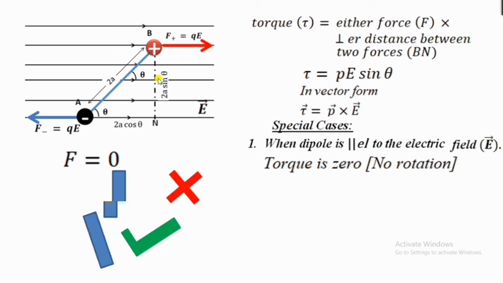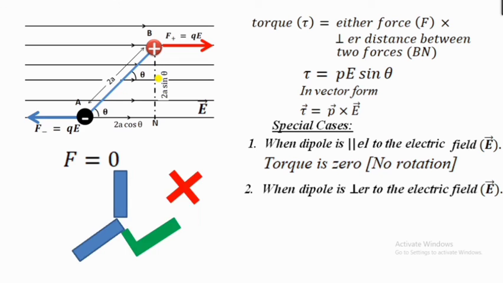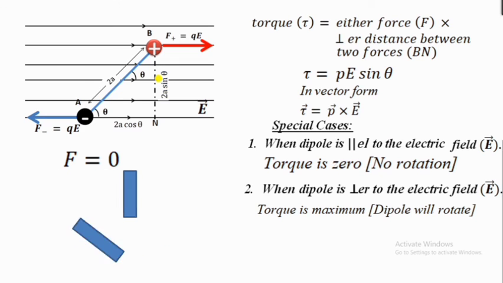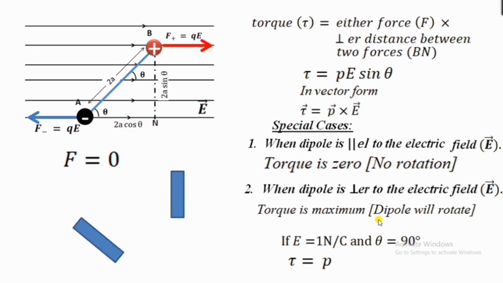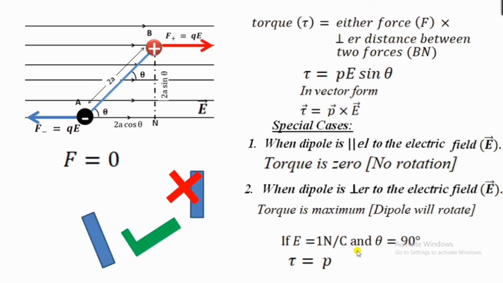And the special cases: when the dipole is parallel, at that time there will be no torque on the dipole, and when the dipole is kept perpendicular, at that time the torque will be maximum. And we can define the electric dipole moment using the concept of torque when the electric field is 1 Newton per coulomb, and when the angle between the dipole and the electric field is 90 degrees. At that time the value of torque is equal to the value of the electric dipole moment.